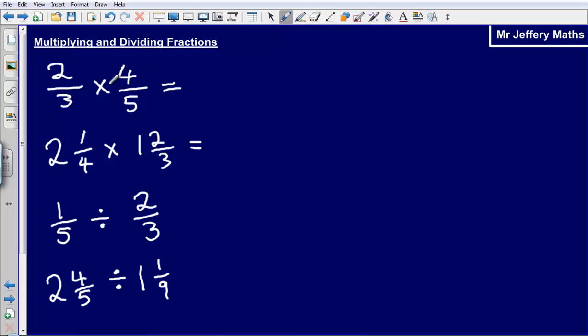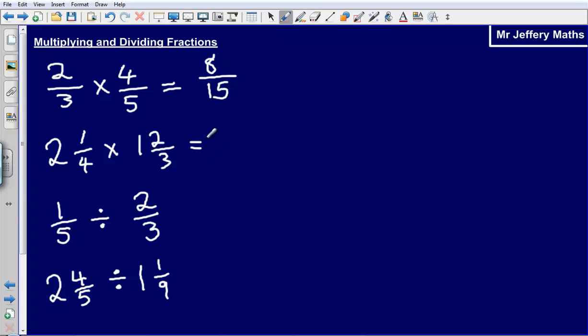So here we have 2/3 multiplied by 4/5. This is quite straightforward really. All that we're doing when we multiply fractions is multiply the numerators and multiply the denominators. So 2 times 4 gives me the 8, 3 times 5 gives me the 15.